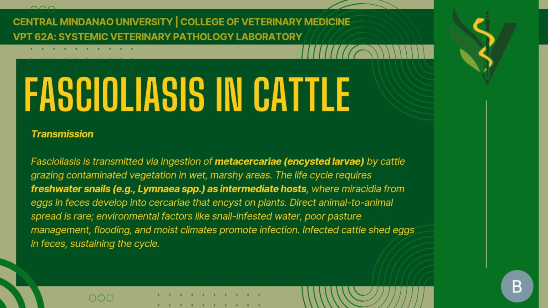For its transmission, it occurs when cattle graze in wet or marshy areas and ingest metacercariae, or the encysted larvae found on the vegetation. The life cycle depends on freshwater snails, specifically from the genus Lymnaea, which serve as the intermediate host. Inside the snail, miracidia hatch from eggs in feces and develop into cercariae, which then leave the snail to encyst on plants. Environmental factors like flooding, poor pasture management, and moist climates are critical for sustaining this cycle.